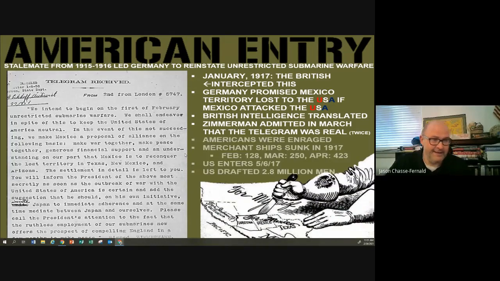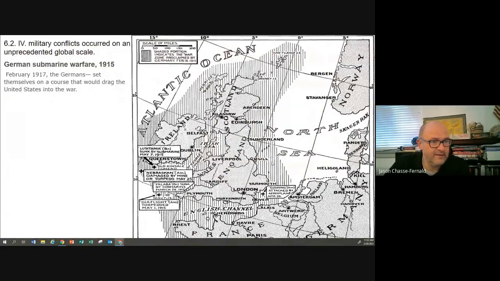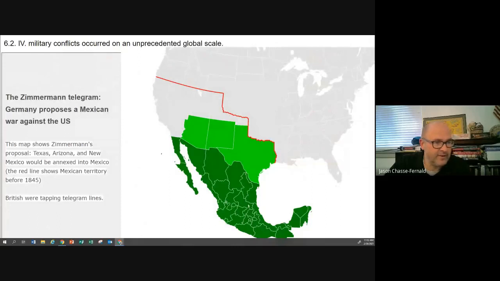But the decision was made to tell the United States, and of course this is one of the main reasons given for why the United States joins World War I. So the U.S. will join World War I, and of course we will use conscription in order to get the numbers. All right. So here's a look at what was promised in the Zimmerman telegram.